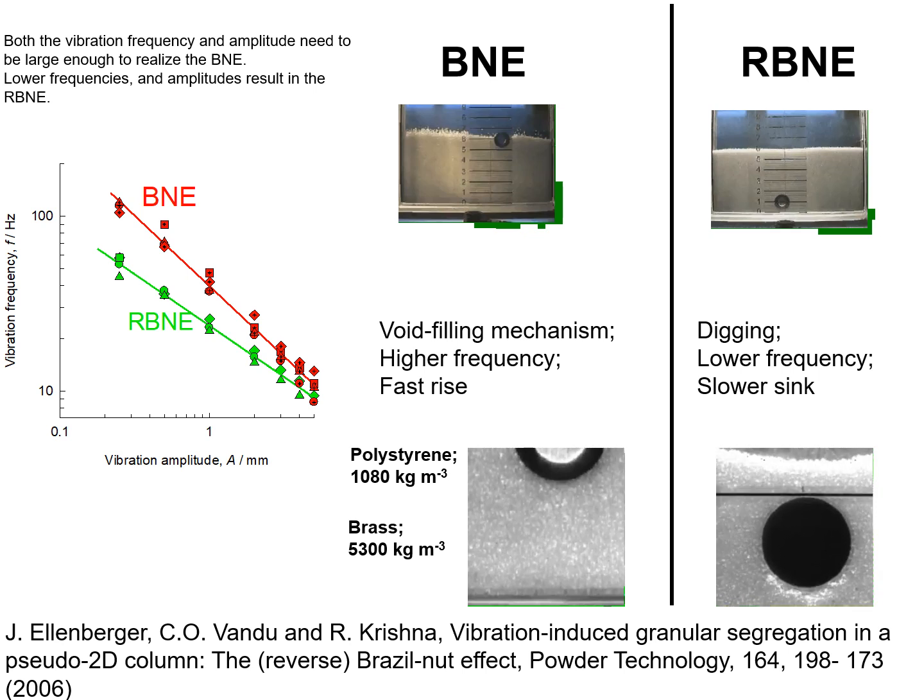In order to understand the sinking, we have here a marker, and we see relative to the marker, the large brass intruder is progressively sinking or digging. Higher frequencies, larger amplitudes result in the Brazil nut effect. Lower frequencies, lower amplitudes result in the digging phenomenon. These are explained in this publication, Powder Technology 2006.